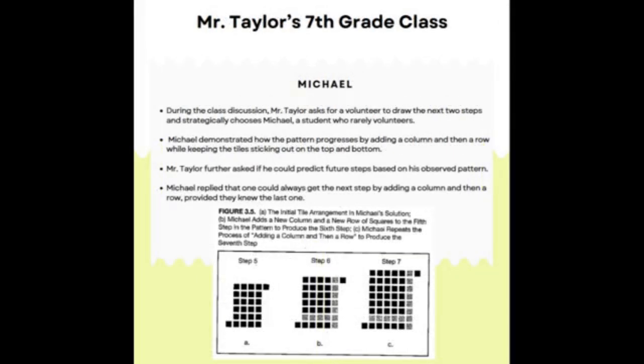During the class discussion, Mr. Taylor asked for a volunteer to draw the next 2 steps and strategically chooses Michael, a student who rarely volunteers. Michael demonstrated how the pattern progresses by adding a column and then a row while keeping the tiles sticking out on the top and bottom. Mr. Taylor further asked if he could predict future steps based on his observed pattern. Michael replied that if you knew what the last step was, you could always get the next step by adding a column and then a row.